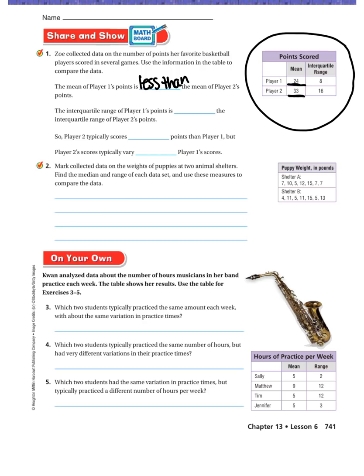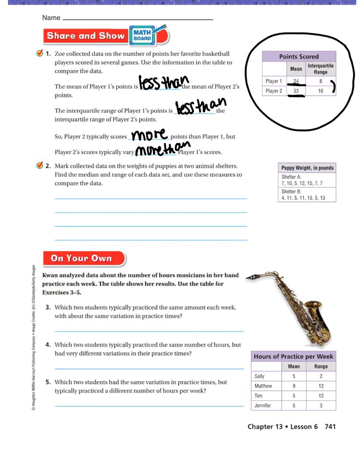The interquartile range, so now we're looking here. The interquartile range of player 1's points is less than the interquartile range of player 2's points. So player 2 typically scores more points than player 1, but player 2 scores typically vary more than player 1 scores.